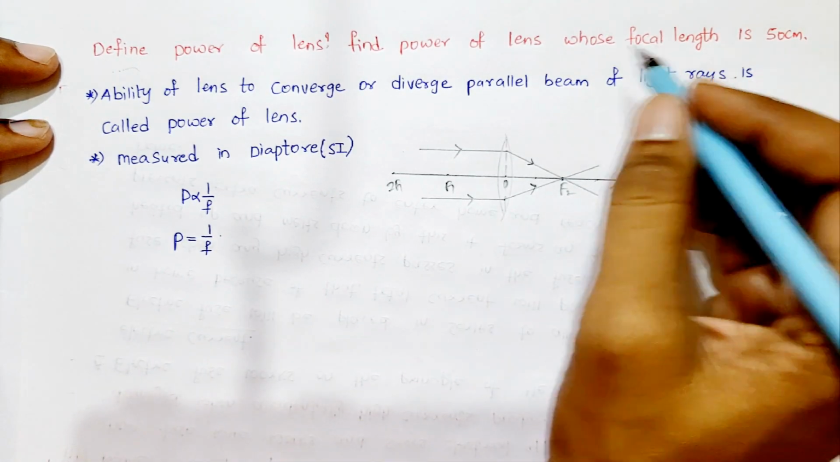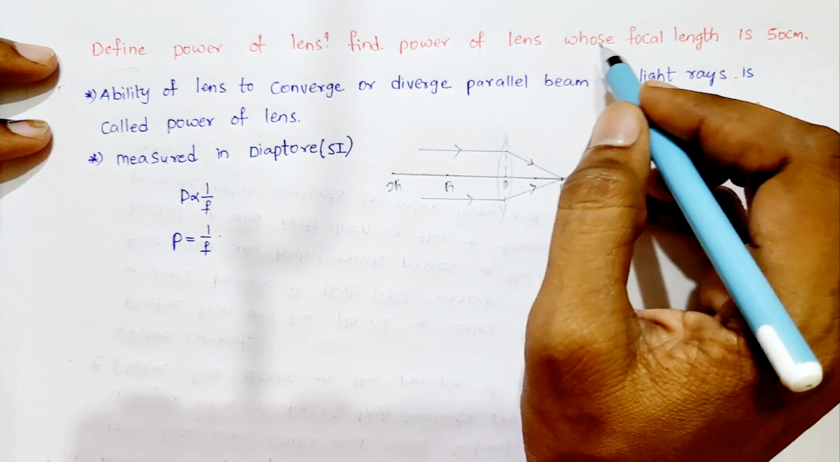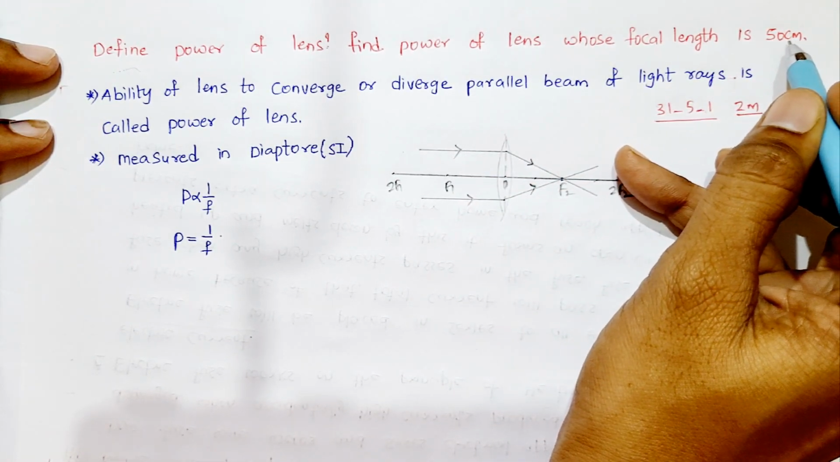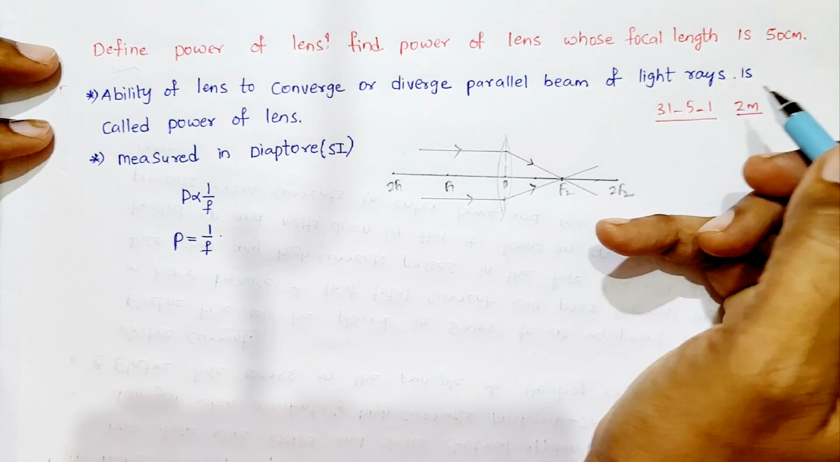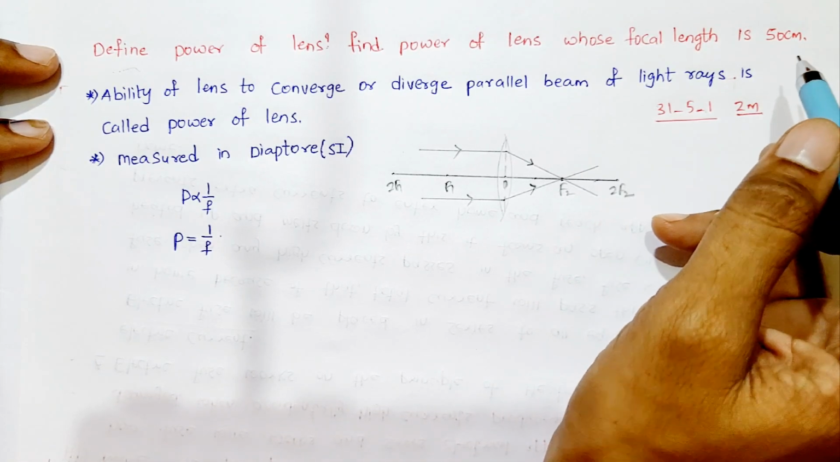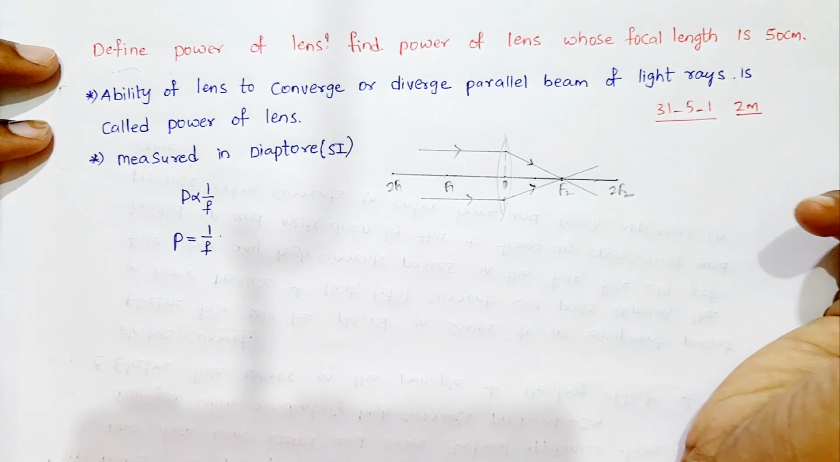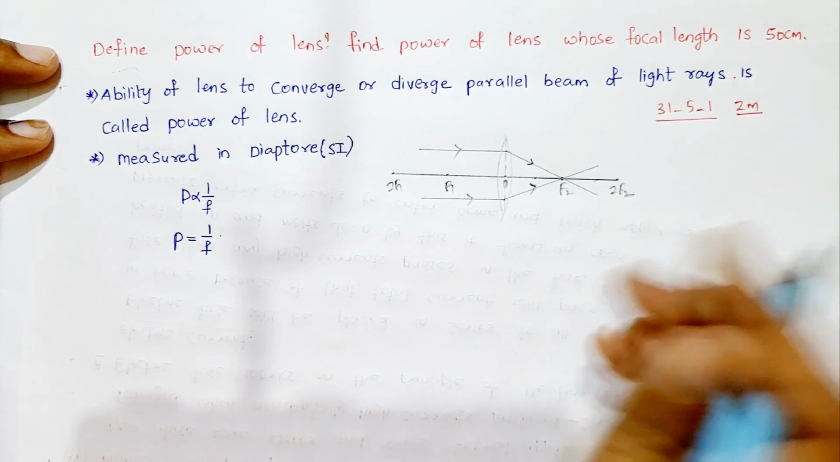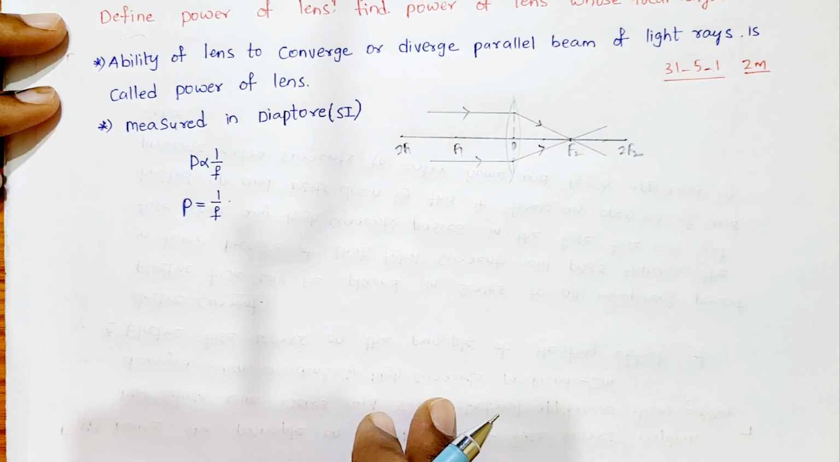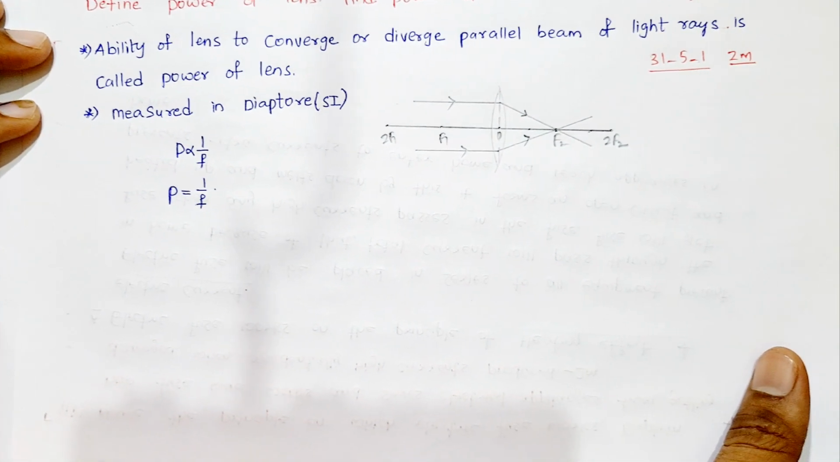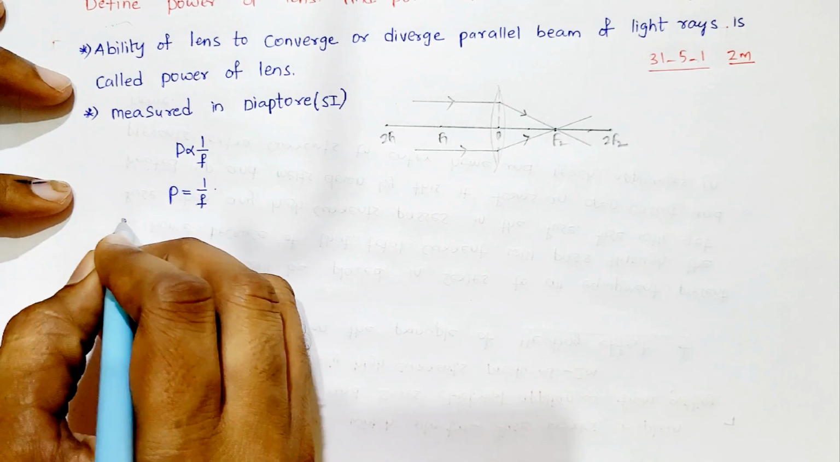So they ask to find the power of lens whose focal length is 50 centimeters. Centimeter is not SI unit, centimeter is CGS unit. So many children will get confused when the focal length is given in centimeters, how to convert it into power. So I'll give a simple solution. Rather than remembering one more formula, you just convert the focal length into meters first of all.